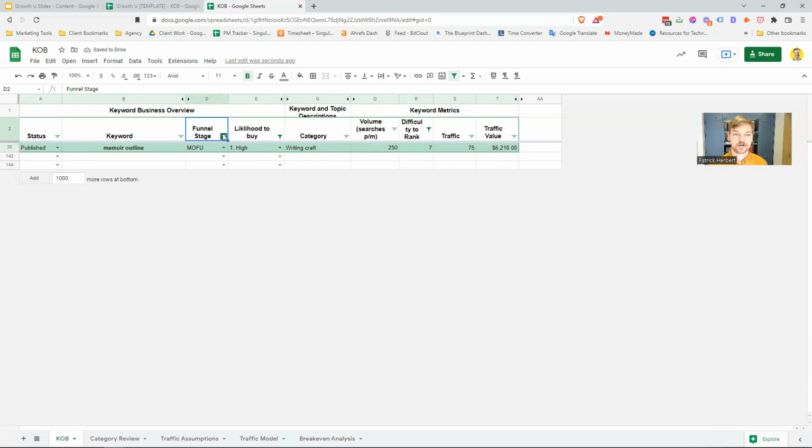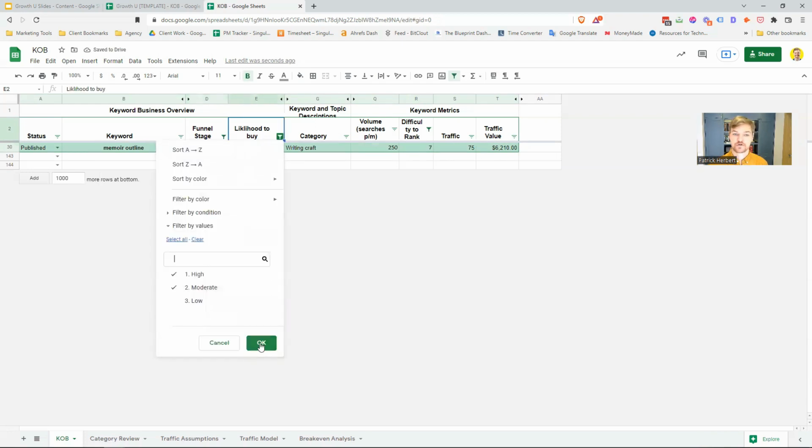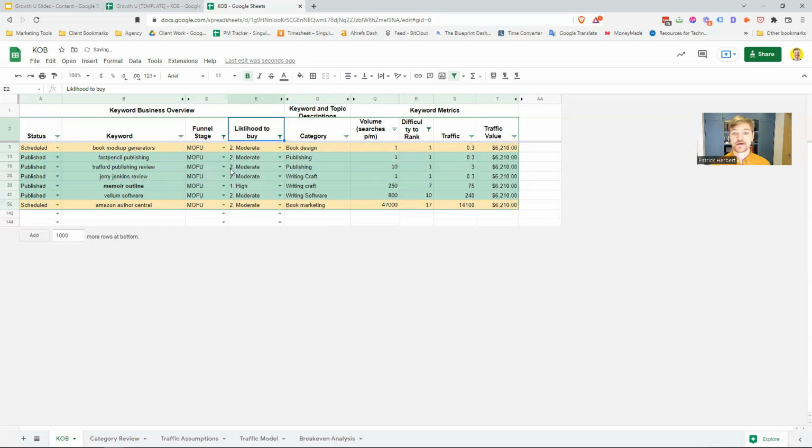Don't have a lot in there either, right? What if I filtered into moderate? Likelihood to buy was moderate. I get a few more things, right? I get this one here, Amazon Author Central. Tons of searches a month. It's right in the right difficulty range. This is obviously going to give you an idea of how to head in that right direction.